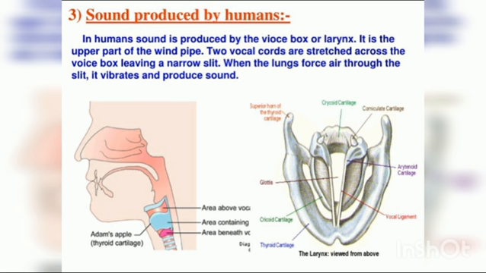Vocal cords in men are about 20 millimeter and in women are about 15 millimeter long. Children have very short vocal cords. This is the reason why the voices of men, women and children are different. Okay, children. So this is all about how sound is produced in humans.